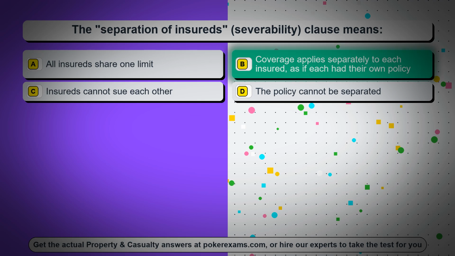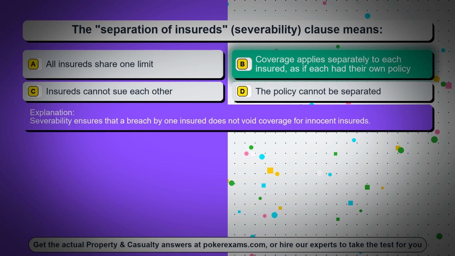The correct answer is Option B. Coverage applies separately to each insured, as if each had their own policy. Severability ensures that a breach by one insured does not void coverage for innocent insureds.